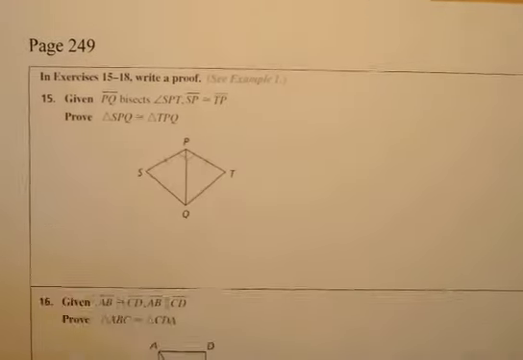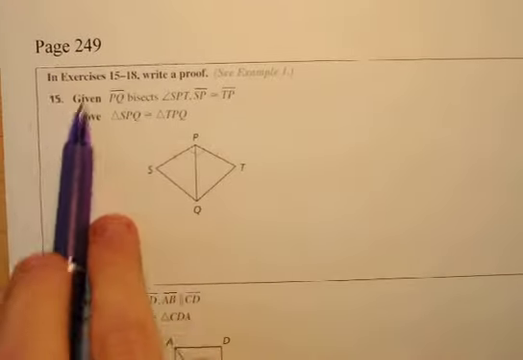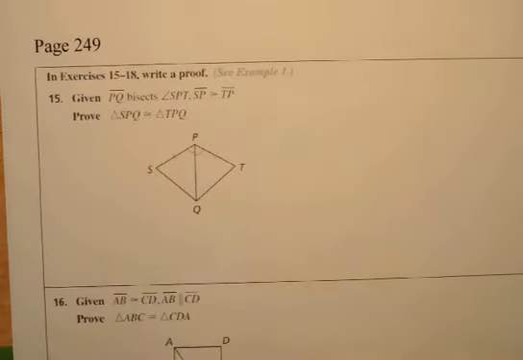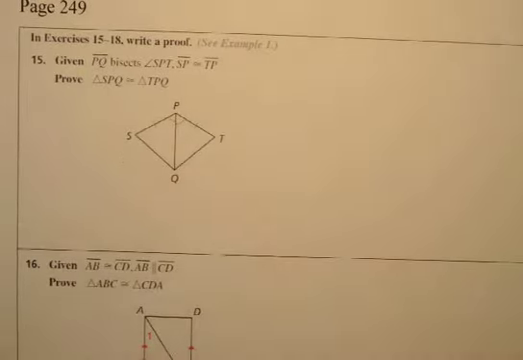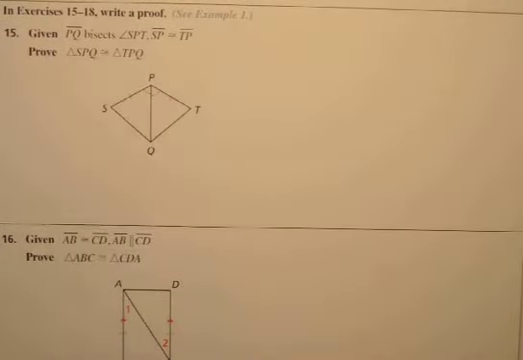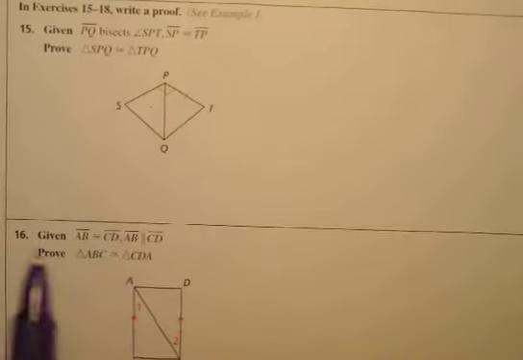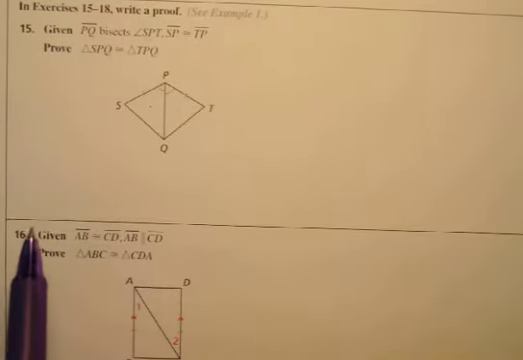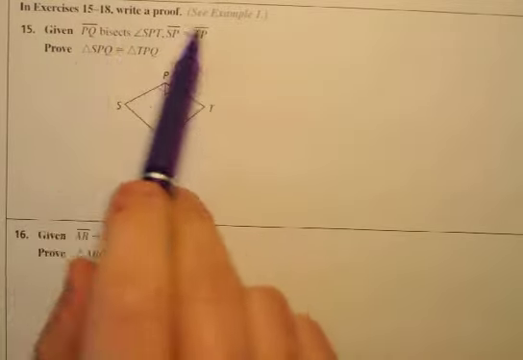Alright, here we are on the 5.3 homework. This is page 249. You can check these out. These are all proofs. And like I said, I think these are a little bit more manageable than the proofs we were doing before. We're just looking for evidence. We're trying to prove that this triangle is without a doubt congruent to this triangle. We need evidence. At the moment, they gave us some pieces of evidence.